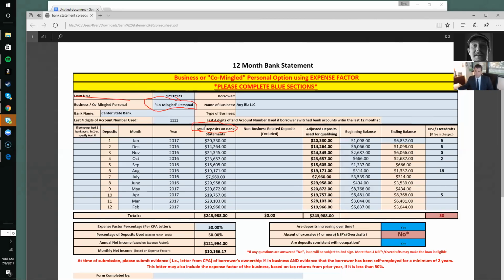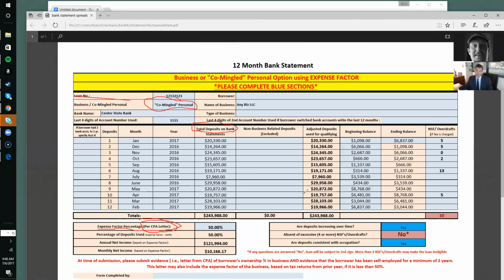Does it need to be primary, or can it be investment as well? It can be primary and investment as well. Okay, so right here, I'm looking at these numbers. It shows the deposits, and then what percentage of your deposits get used? Correct. Based on the expense factor that would come from your CPA based on your P&L. So your CPA is going to send a letter and say that your expense factor is 50%, so you're netting 50% of these deposits. Correct. And then you're going to use that number to qualify them for a mortgage.